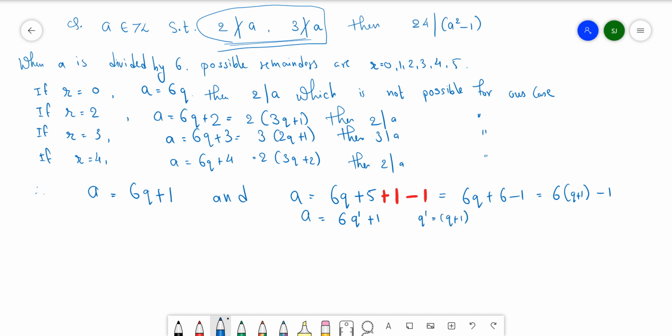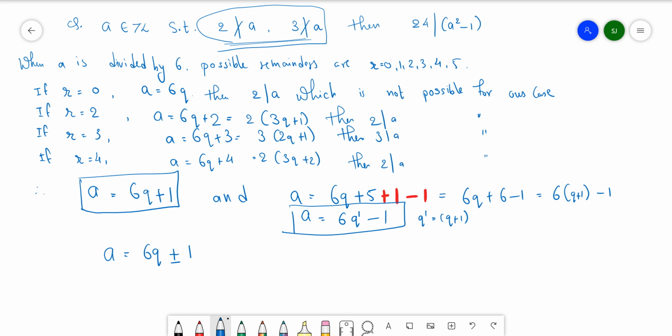So I know a can be of this form, or a can be of this form. There is some mistake here. This should be minus 1. I just wrote it plus 1. It is minus 1, right? Extremely sorry for the mistake. So I found that in either case, a is of the form 6q plus 1 or 6q minus 1. It is some multiple of 6 plus 1 or some multiple of 6 minus 1, right?